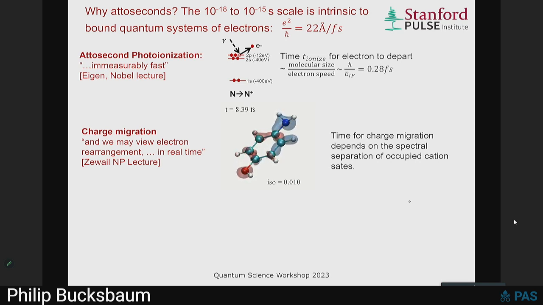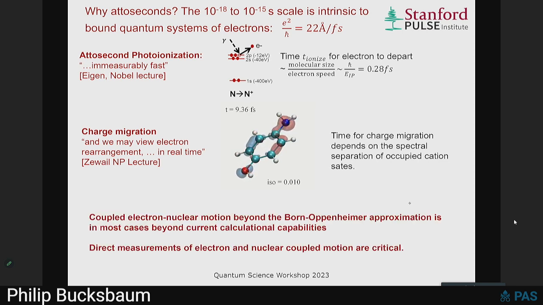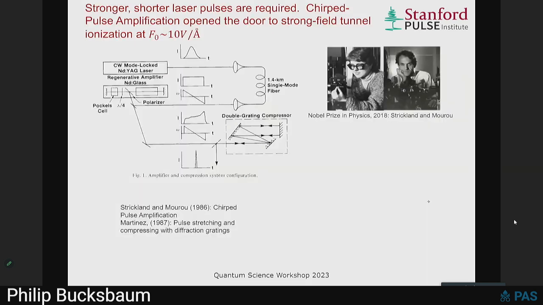And this, I think, has been pointed out a few times, is one of the challenges. Coupled electron nuclear motion beyond the Born-Oppenheimer approximation is beyond current calculational capabilities in all but rather simple cases. And direct measurements are therefore critical. So we would like to get down to the attosecond scale. Now, this has been done, and I'll give you a little bit of an intro into how it's done.